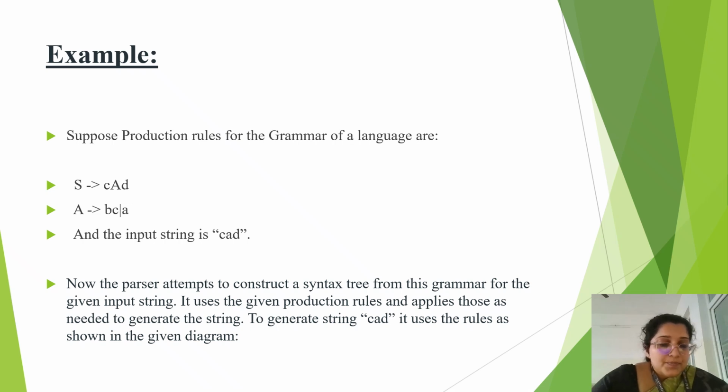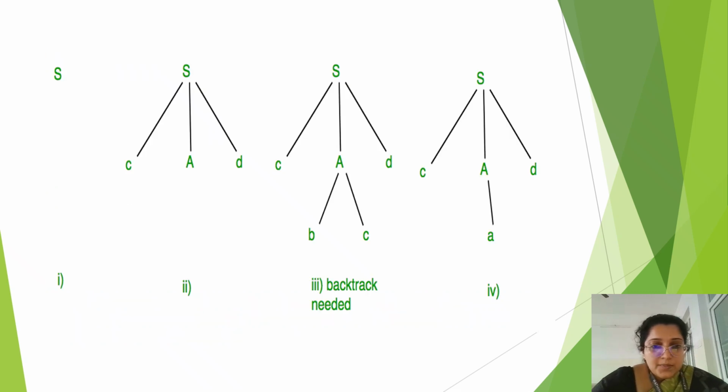Next, we have an example. So we have a grammar of a language: S tends to C A D, and A tends to B C or A. The input string which we need is C A D. So here S tends to C A D, and A tends to B C. Using the parse tree method, we get the output.